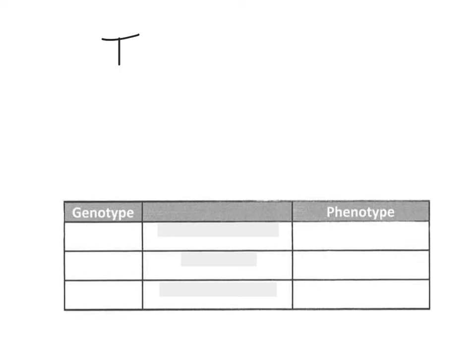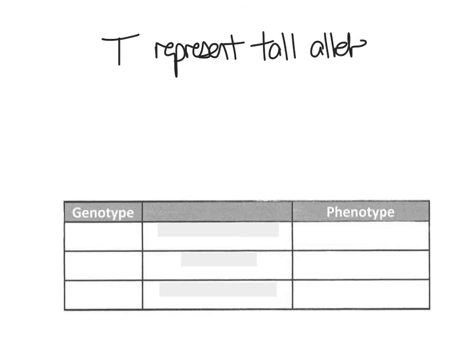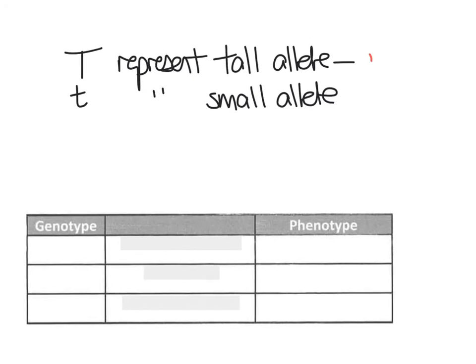So let T represent the tall allele. The small allele, we always pick the same letter, but lowercase, because the dominant one gets the capital letter, and that helps us then remember which is which. Okay, so in this case we're talking about height.